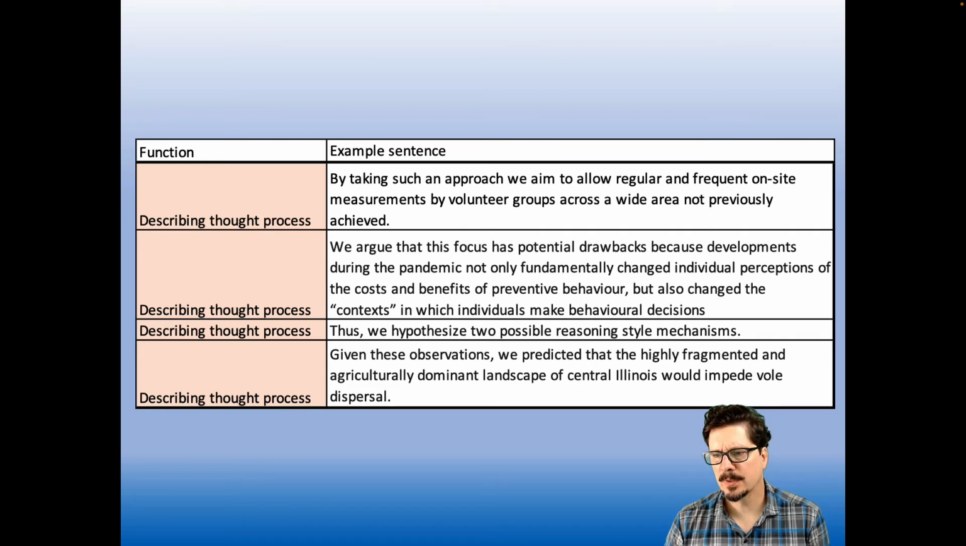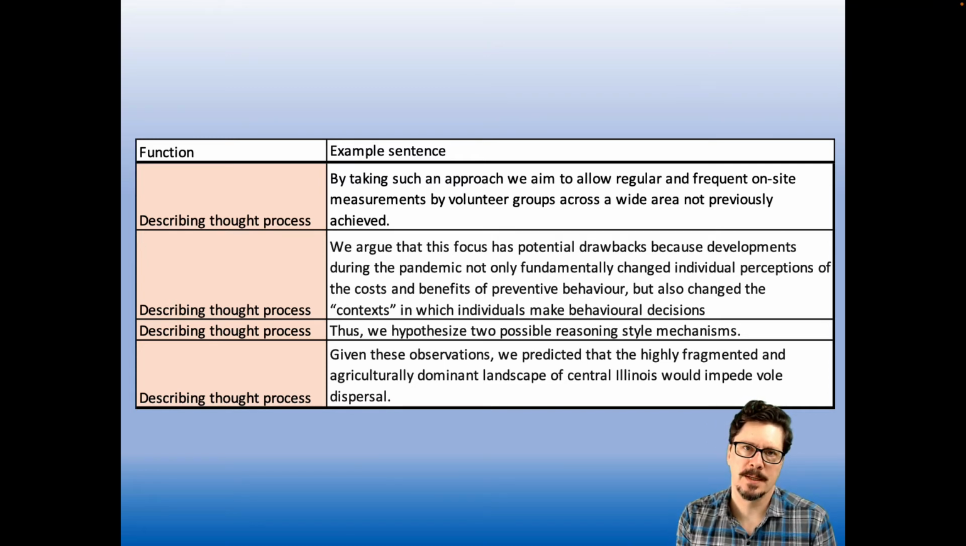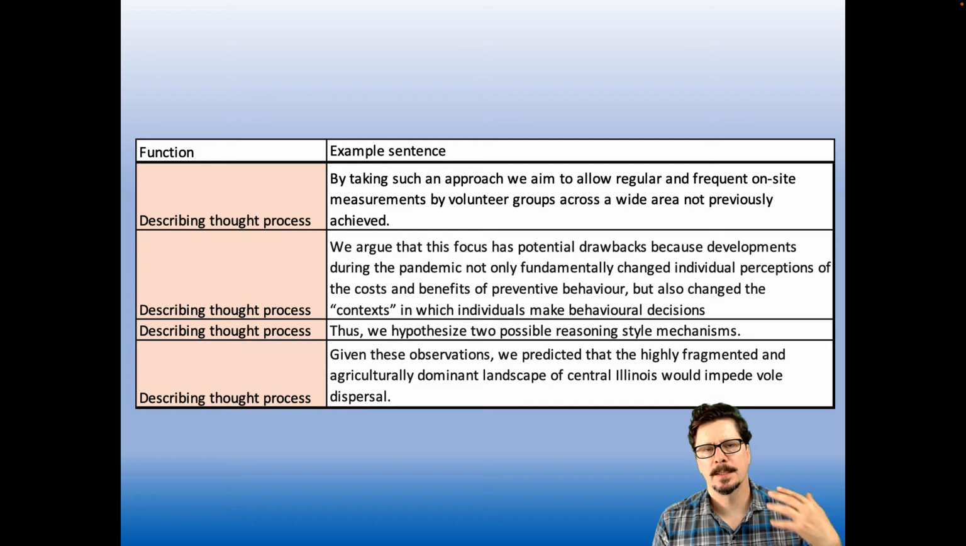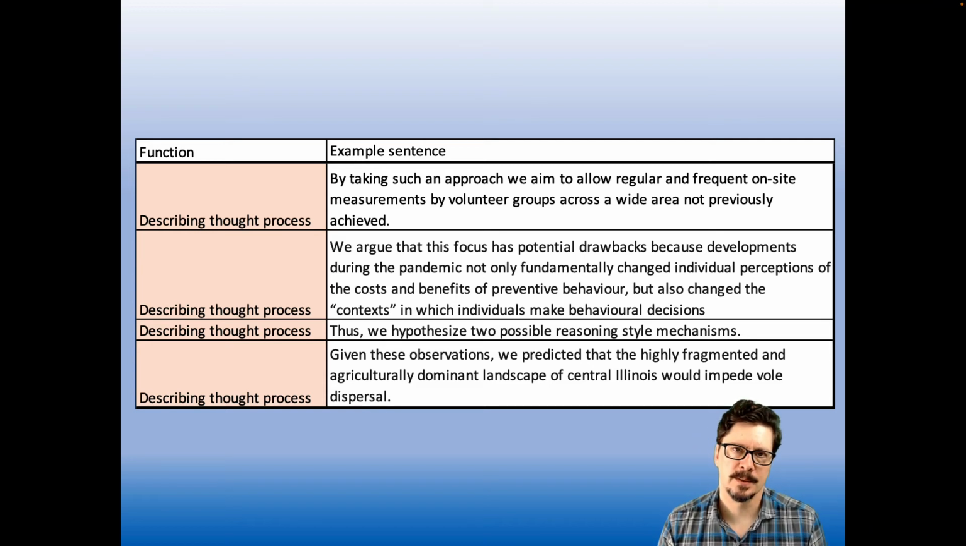The third example: "Thus, we hypothesize two possible reasoning style mechanisms." Yeah, that one I think you could leave the "we" or you could get rid of it. If you were to say something like, "there are two possible reasoning style mechanisms," that's a little bit risky because a reader might easily see a third possible mechanism. And here you've stated that there are only two possible mechanisms, so it might come off as a little overly confident. So saying "we hypothesize that there are two possible mechanisms" is a little bit more hedging, actually might be a better construction.